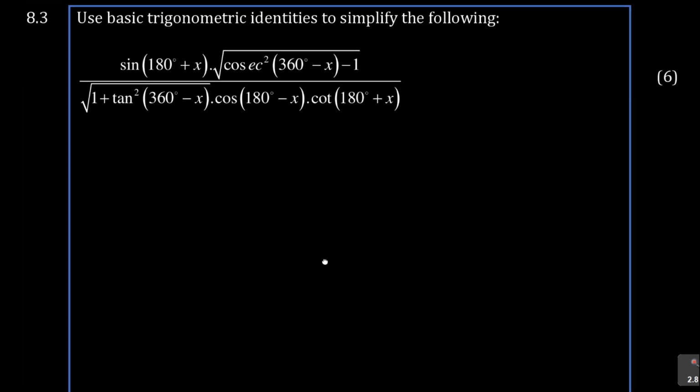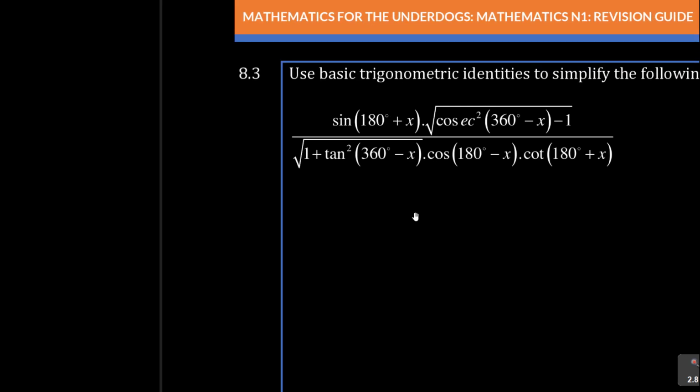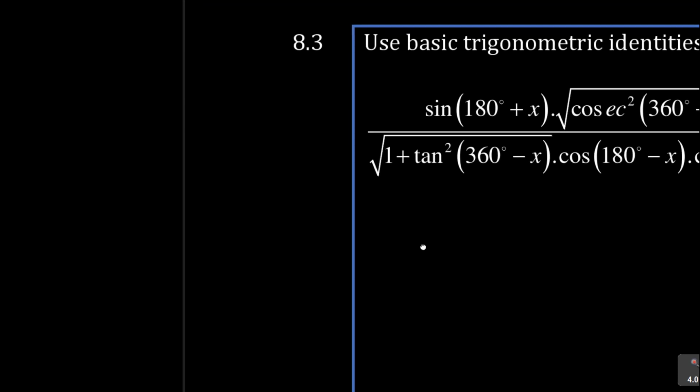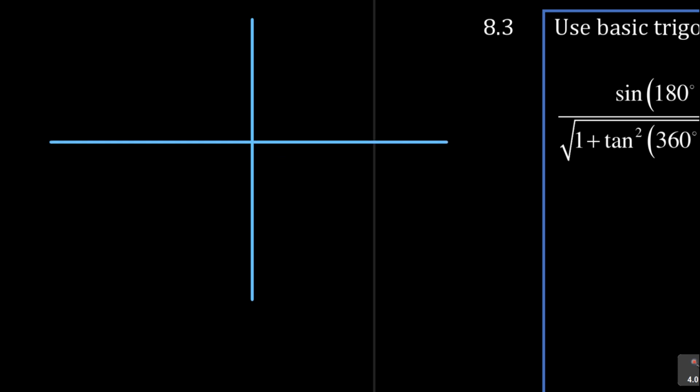Now, I want to lay a foundation here. Let me pause a little bit and lay in some foundation. It says, use basic trigonometric identities to simplify the following, 6 marks. The way I want us to work is to work this out, but while we are working this out, let me come with a cast diagram, because that's the foundation of all these questions.